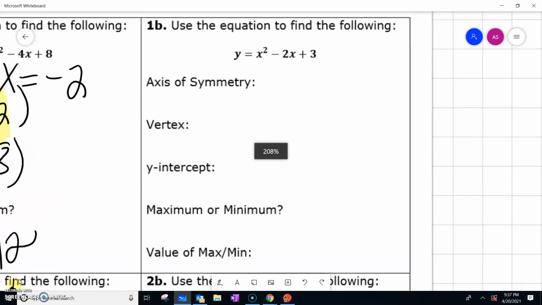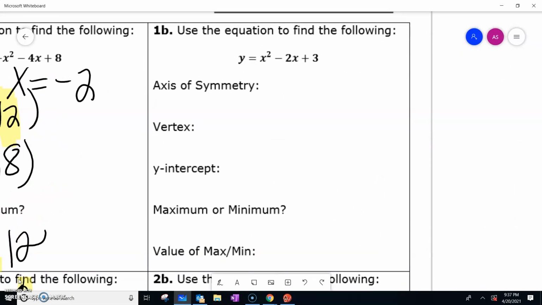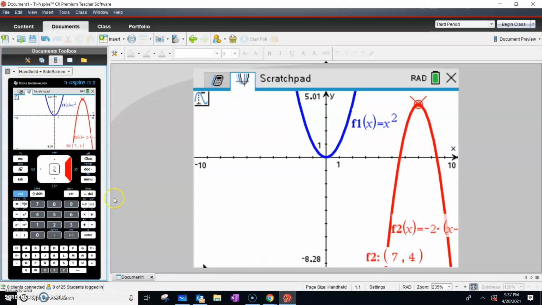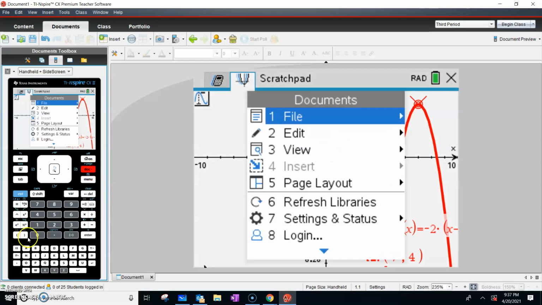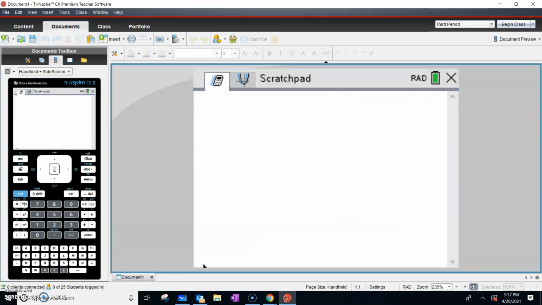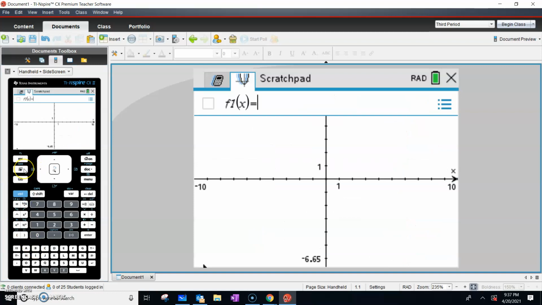All right, so if you watched the video on part A, this should be pretty easy to you. We can use our calculator to find our key features, or if you want to find your key features by hand, you can do that as well. So I'm going to go ahead and type it into our TI Nspire. I'm going to clear this out by using Doc B. And then I'm going to type in my equation.